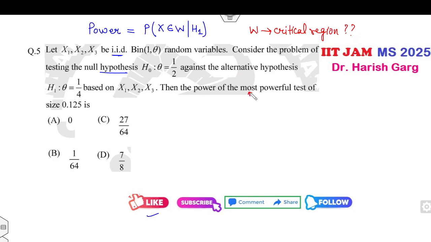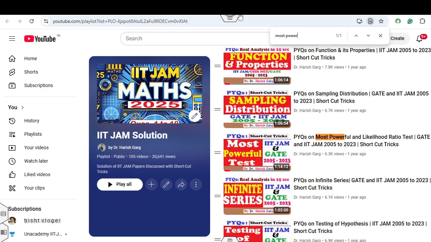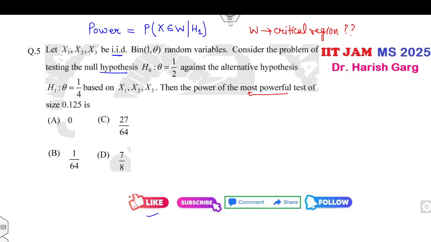Definitely. If you watch my lecture of the most powerful test, you can see in this case, most powerful test. If you watch this lecture before the examinations, definitely you will get this answer in a simple manner. How you can find the critical region? You will get the likelihood function of the H1 divided by likelihood function of the H0 is greater than K.